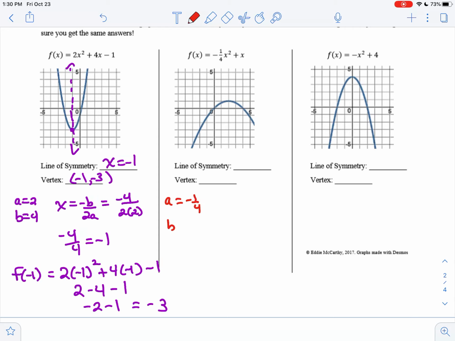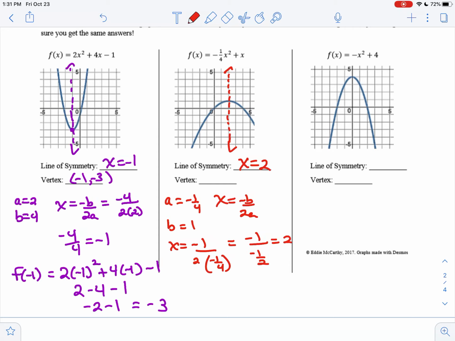Let's try another one. This time, our a is a little messier. It's -1/4. And our b is 1. So x equals negative b over 2a, and so that is going to be -1 over 2 times -1/4, which is -1 over -1/2. When we flip and multiply, we get +2. Okay, so our line of symmetry is at x equals 2. Which means it's going to go right through here.